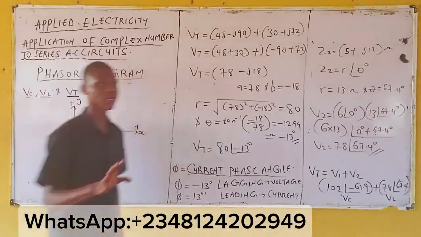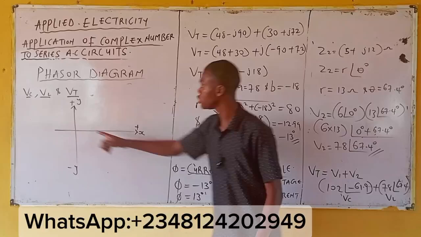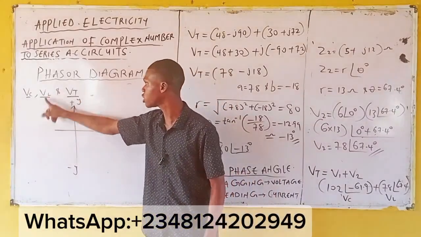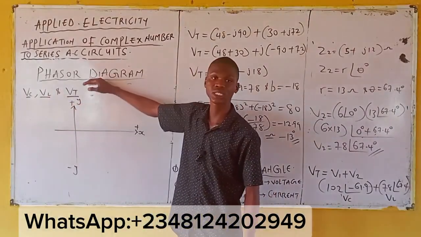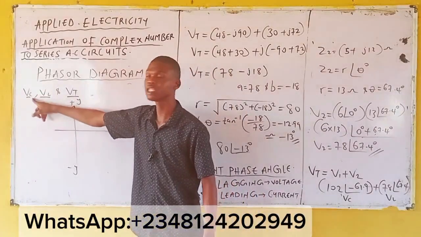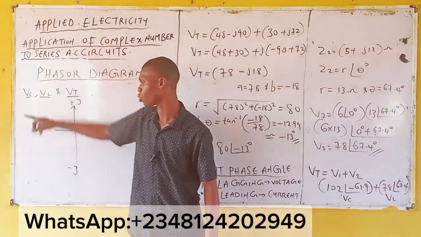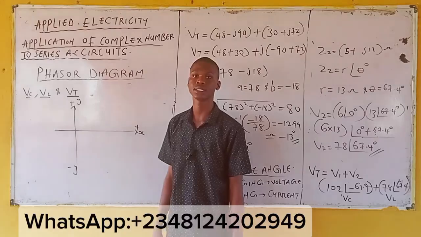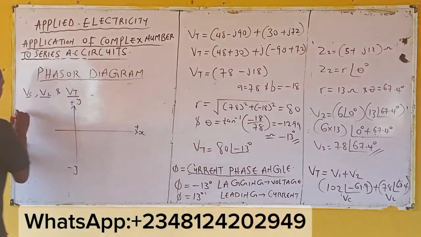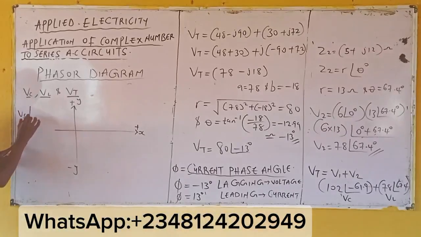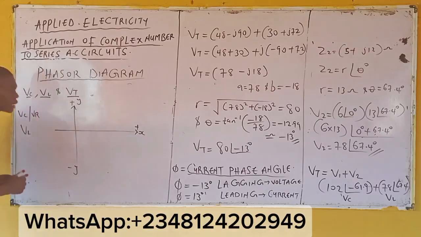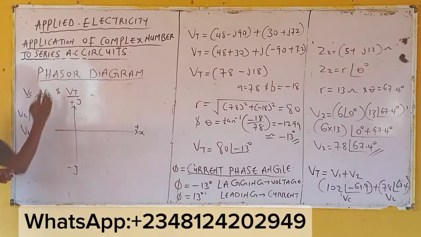Or let me generalize it. This is how it works. For your inductor, generally, the voltage of your inductor takes the positive y-axis. Then your voltage of capacitor or resistor takes the what? Negative axis. Now, take note. Your voltage of capacitor or resistor takes the negative axis. Then your voltage of your inductor takes the what? Positive axis.